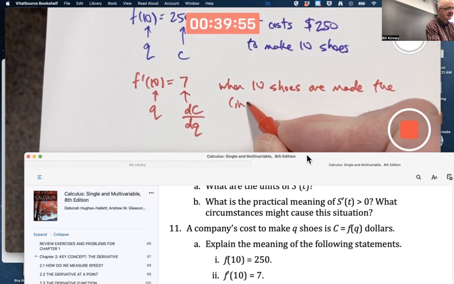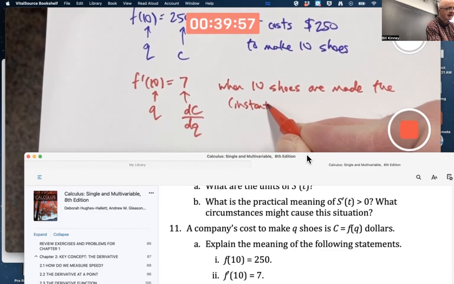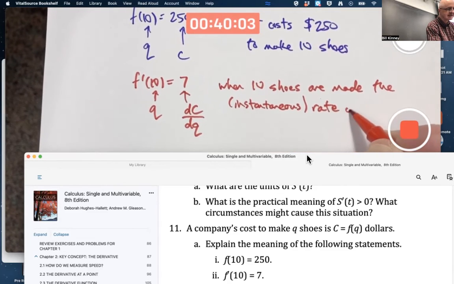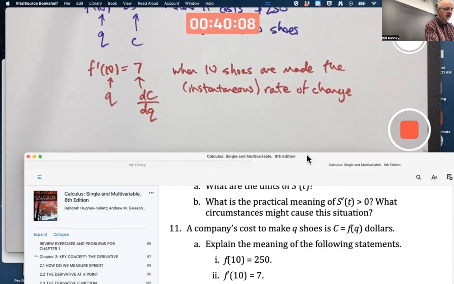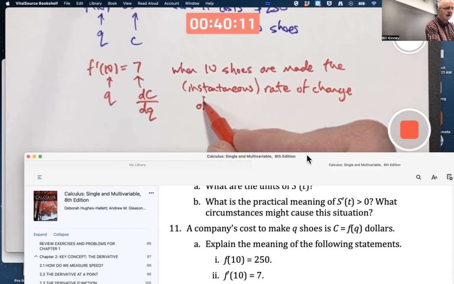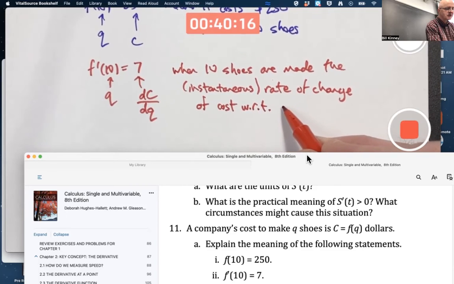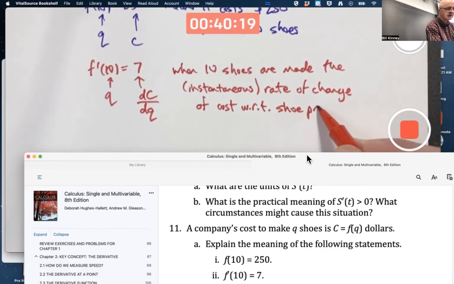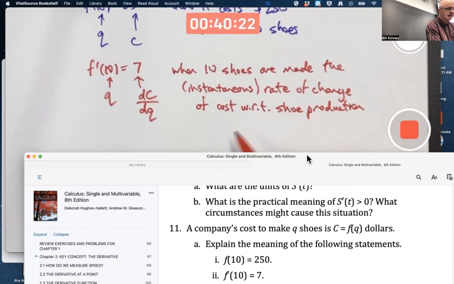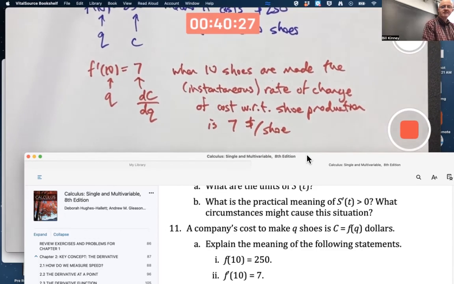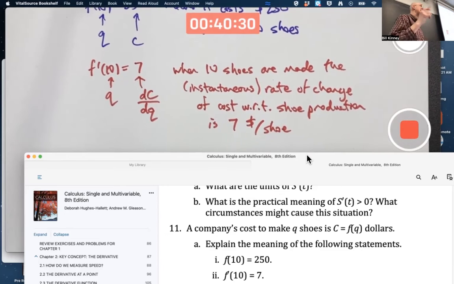And yes, it is an instantaneous rate of change. But if you don't put the word instantaneous in there, I won't mark it as wrong. But you've got to have the words rate of change in there. Rate of change of cost with respect to shoe production is $7 per shoe. Meaning each extra shoe you make is going to cost $7 more.